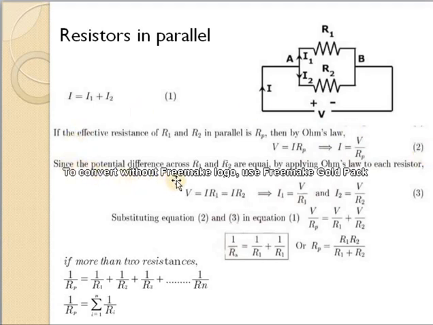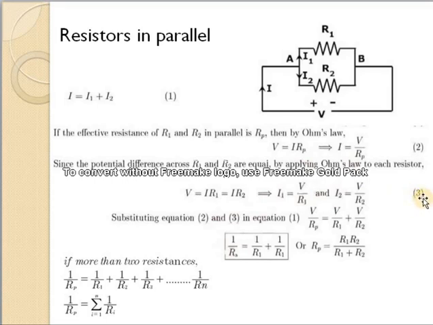Since the potential difference across R1 and R2 are equal because they are in a parallel combination, the same voltage V is developed across R1 and R2. So we can express, from Ohm's law, V is equal to I1 into R1, that is equal to I2 into R2. So from this equation, we have I1 is equal to V by R1 and I2 is equal to V by R2. So these are equation 3.